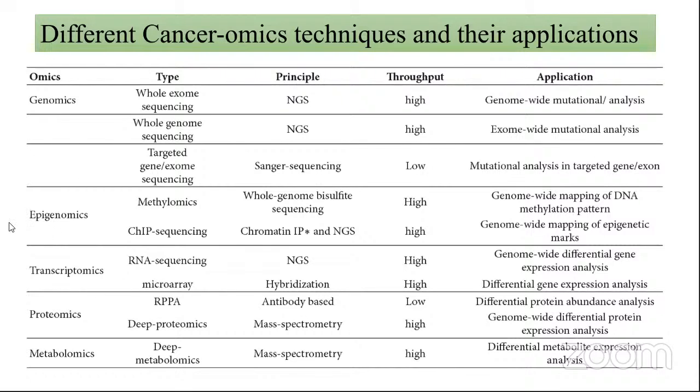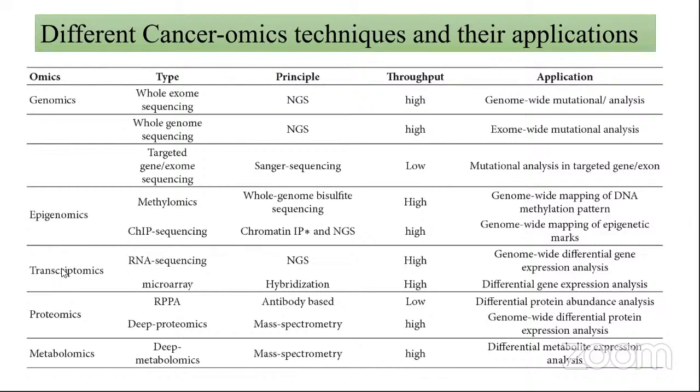Okay. Whereas if you're interested in the epigenome based analysis, the technique comes with respect to methylomics based approach, or ChIP sequencing is one of the techniques included in epigenomics. What are the applications of that? You will get to know the genome wide mapping of DNA methylation patterns and the genome wide mapping of epigenetic markers. This you can analyze by studying epigenomics based studies.